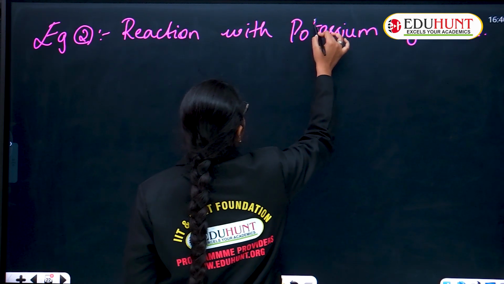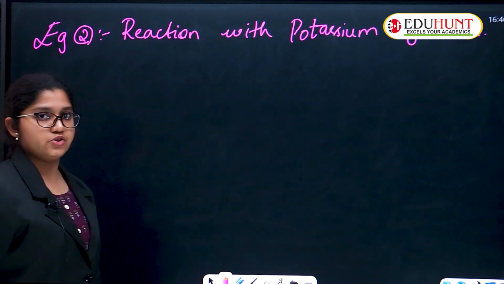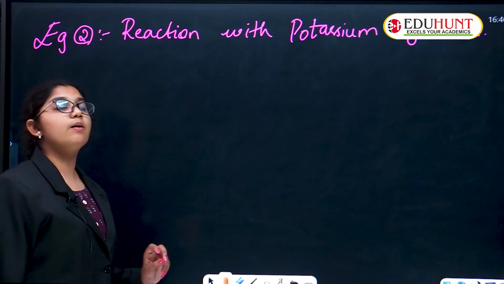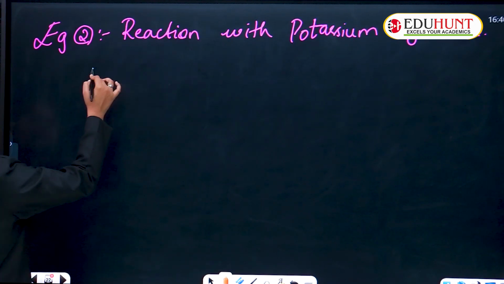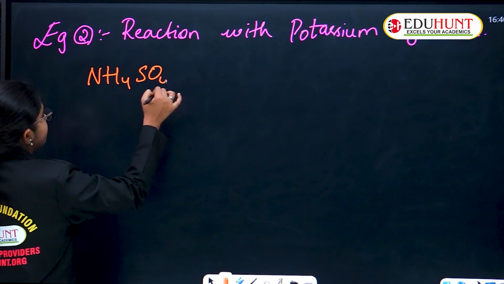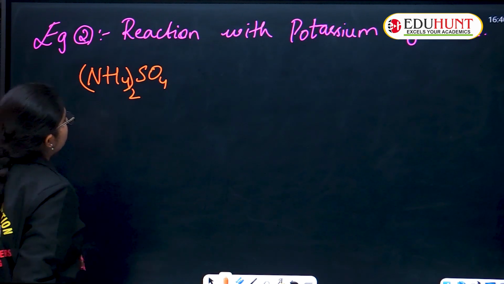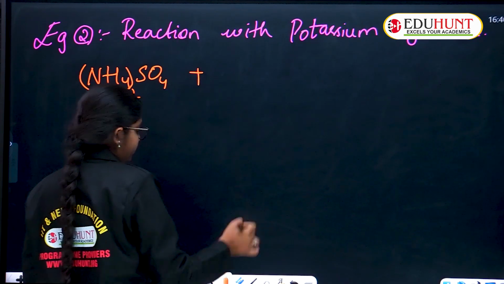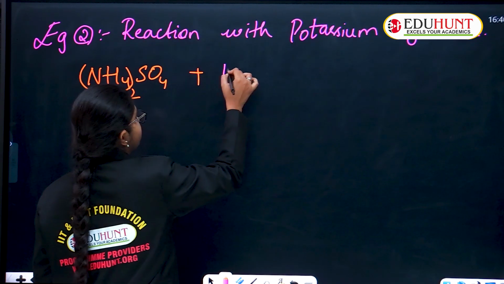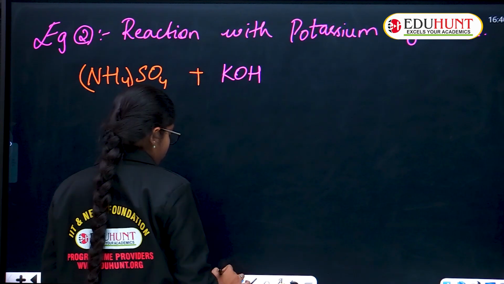Reaction with potassium hydroxide. We will see the equation also. Let's take an ammonium salt, ammonium sulfate this time, (NH4)2SO4. To this I am adding an alkali solution, the given potassium hydroxide, KOH.